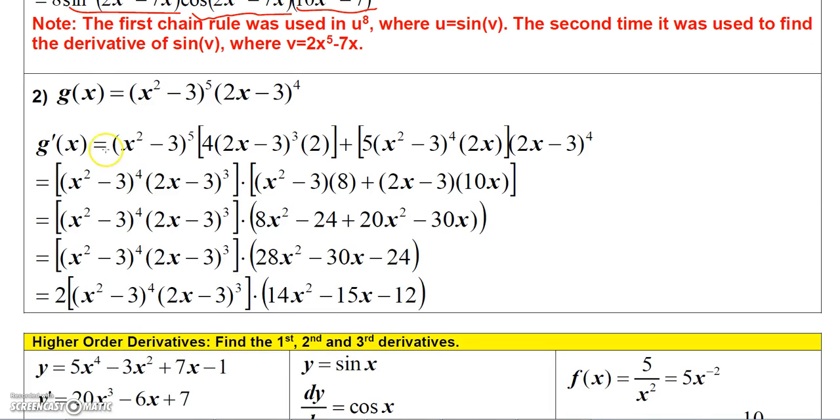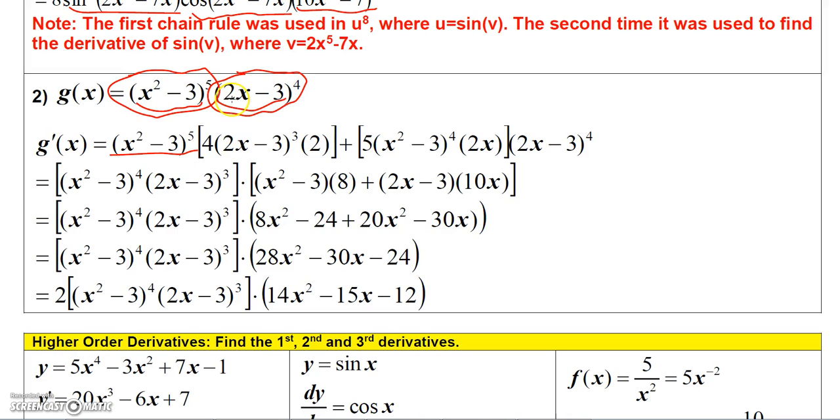Okay, and here's one. I actually have to use the product rule for this one. So I have x squared minus 3 to the fifth and 2x minus 3 to the fourth. I'm going to treat the x squared minus 3 to the fifth power as u, and the 2x minus 3 to the fourth power as v. So I would take u, which is this thing raised to the fifth power, times the derivative of v.